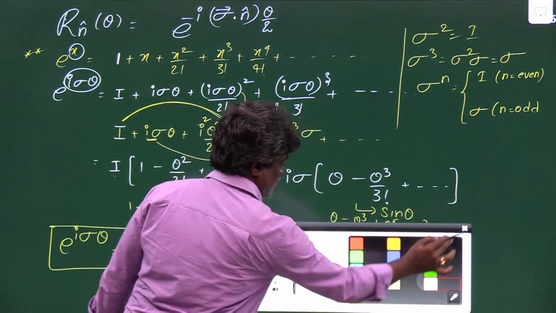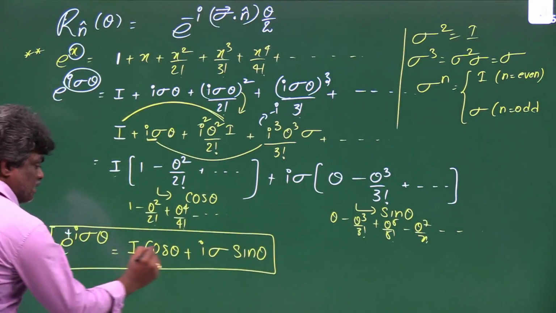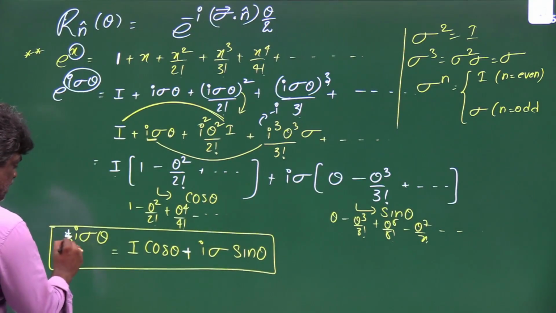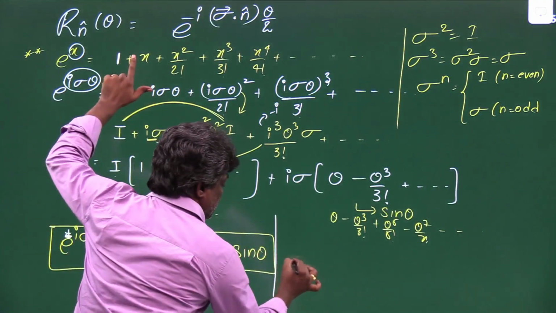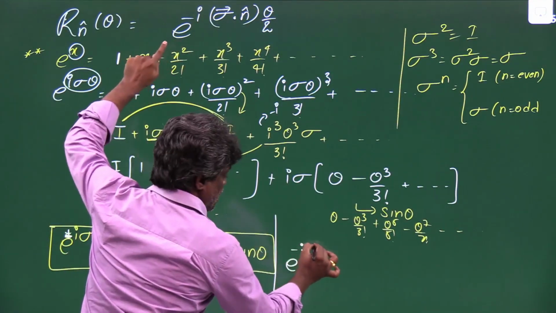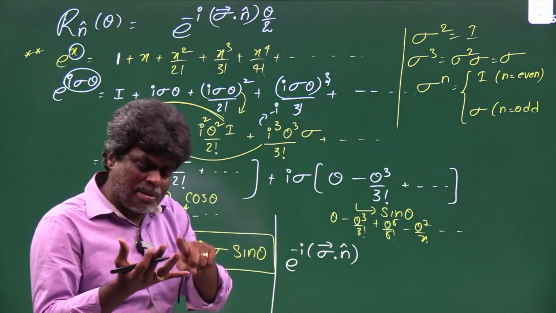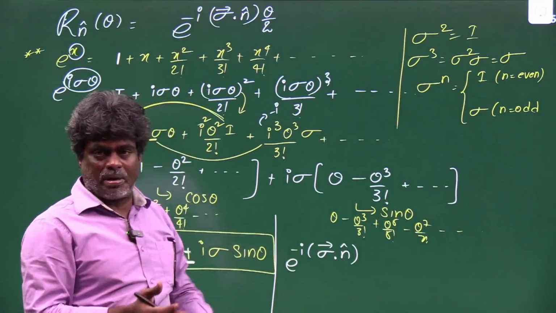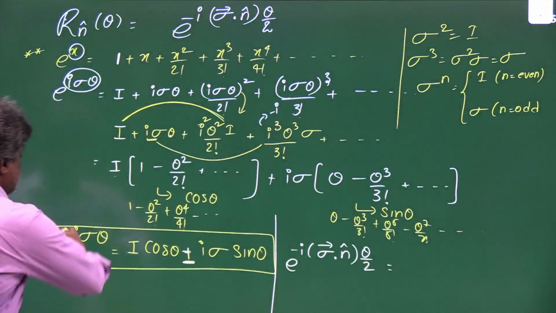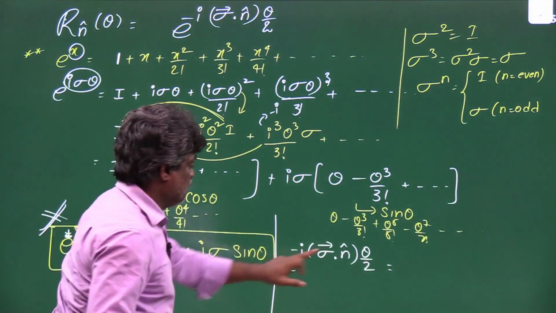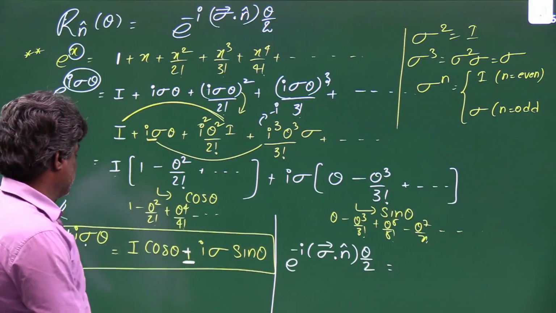Okay, sir? But we want this. If it is a plus, here plus. If it is a minus, here what you will get? Minus. Now let us write whatever we want. E raised to minus iota, in the place of sigma you have sigma bar dot n cap. It may be sigma x, it may be sigma y, it may be sigma z. In the place of theta, you have theta by 2. This is the formula we derived and we are writing for this. In the place of sigma, you have sigma dot n cap. That's it.